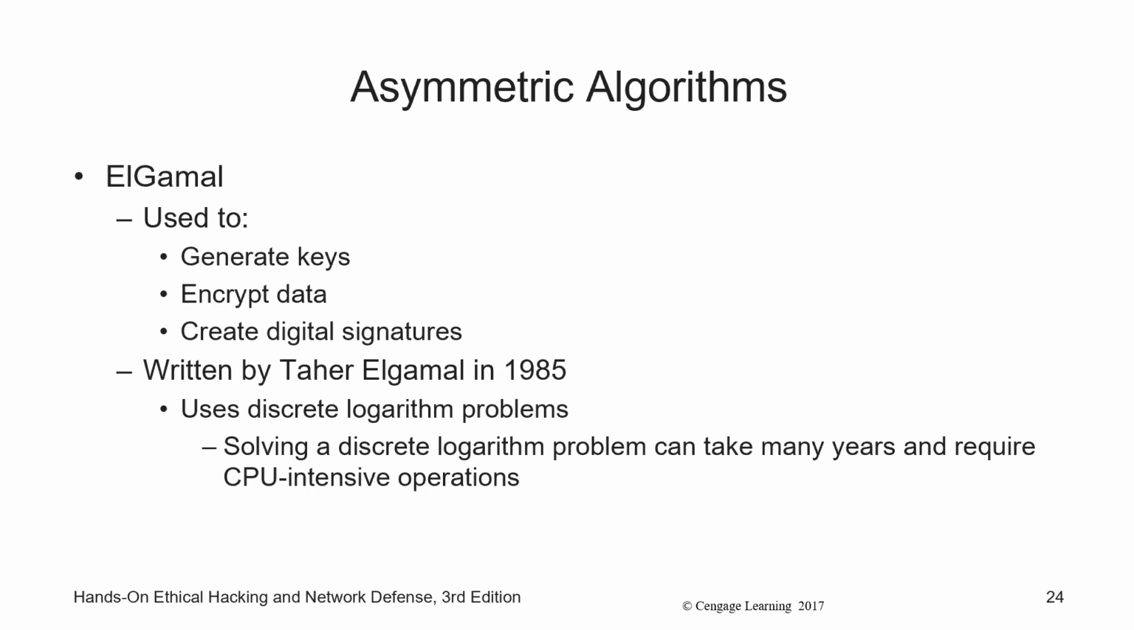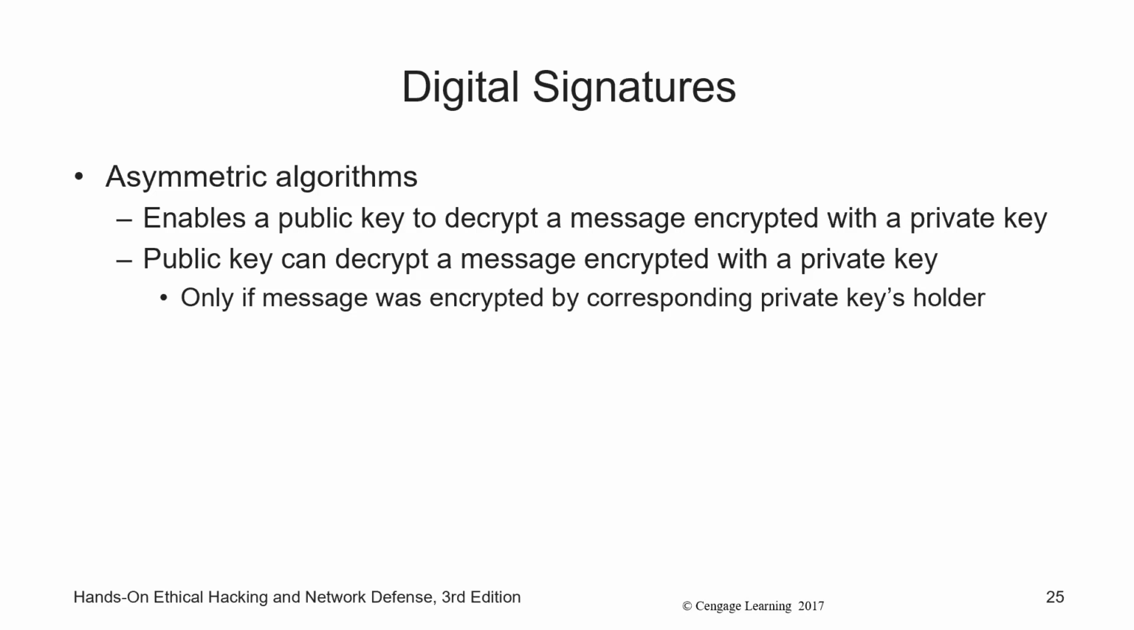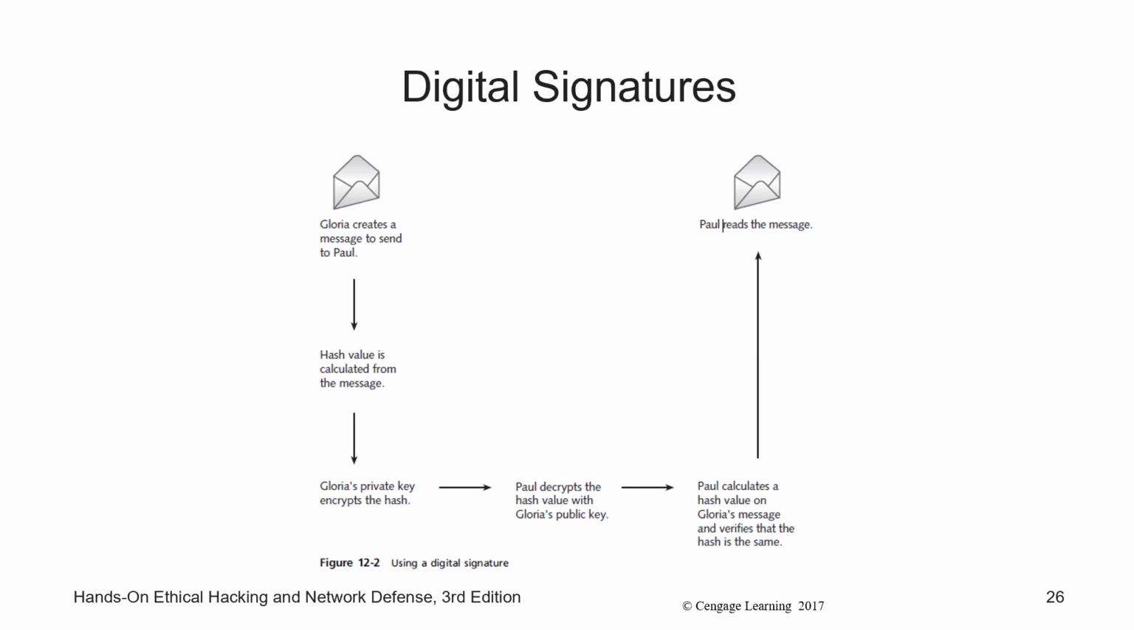ElGamal, this is used to generate keys, encrypt data. It uses discrete logarithms, but the good thing is if you're trying to solve it, it can take many years to break. So again, this goes back to it's not worth your time and effort to try and break it. Again, digital signatures, when we talk about public key infrastructure, this is using asymmetric algorithms. So when we talk about SSL, this is asymmetric. So here's an example of digital signatures.